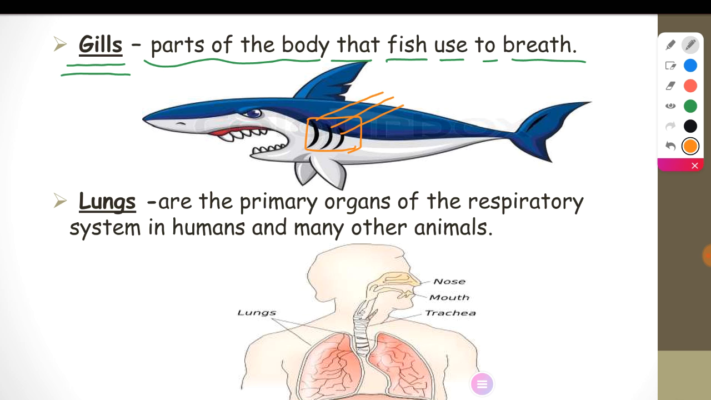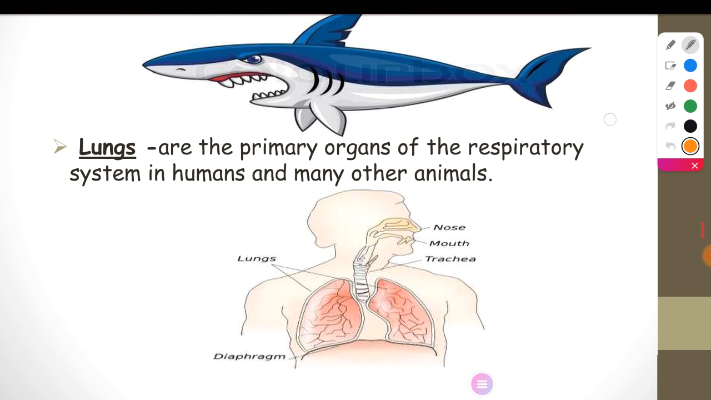Do you understand? So this kind of fish, what do you call this fish? It has hundreds of teeth. Yes, it is called a shark. Yes, it is a shark. Okay, you're done? So let's go to the next word.